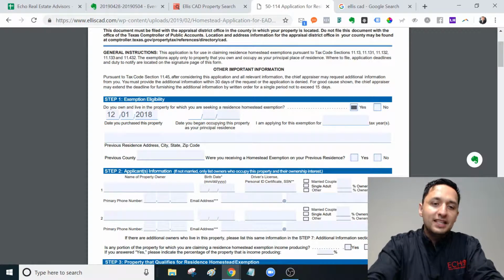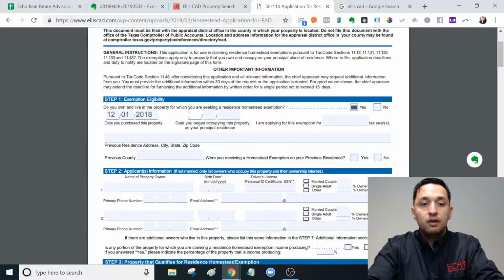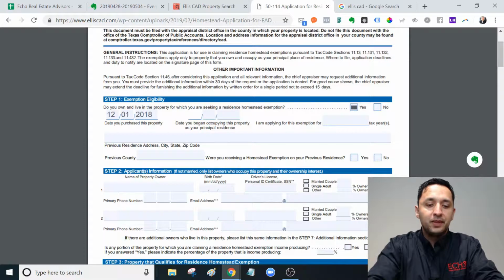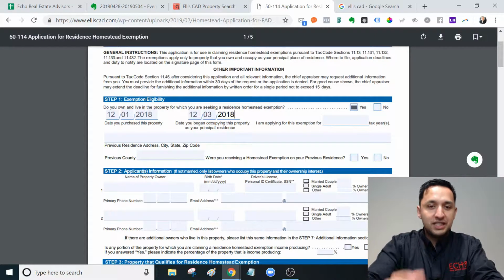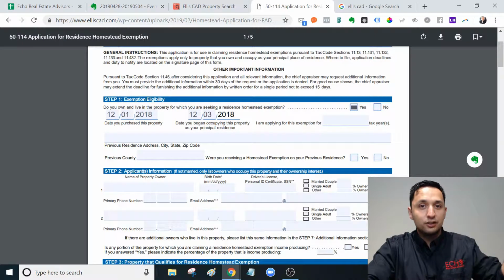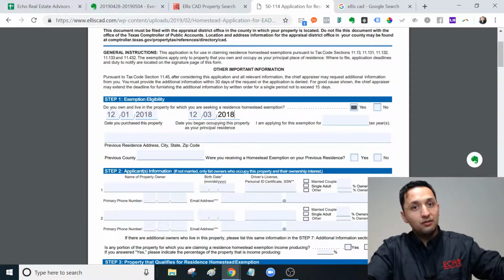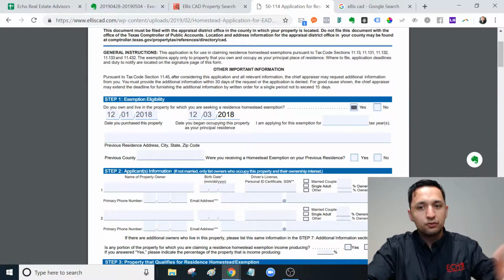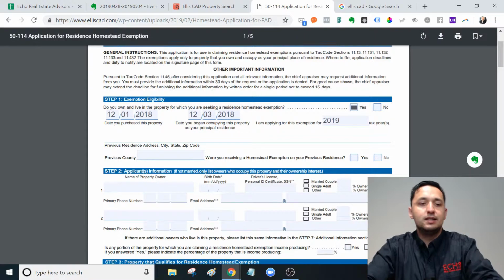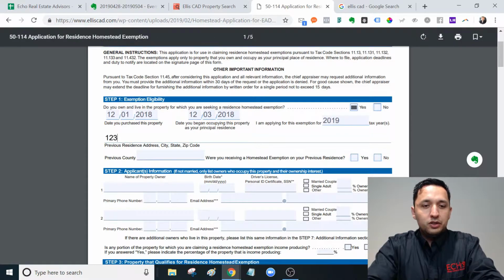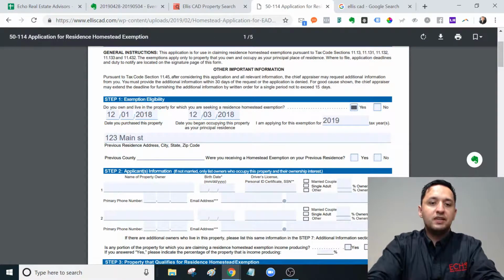So in this example, let's say I closed the 1st of December 2018, and then I occupied it 2 days later, which I would still be eligible for because, again, this is 2019. I will have lived in the home January 1st of 2019. I'm applying for the exemption for 2019. Previous residence address. I'm just going to put 123 Main Street. Previous county, I'm going to say that I used to live in Dallas County.